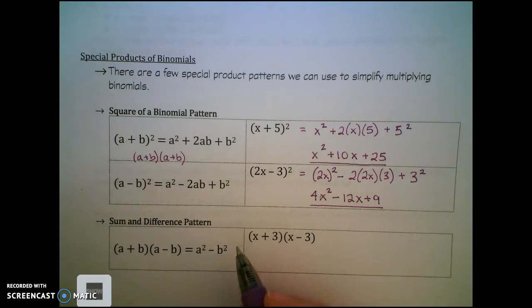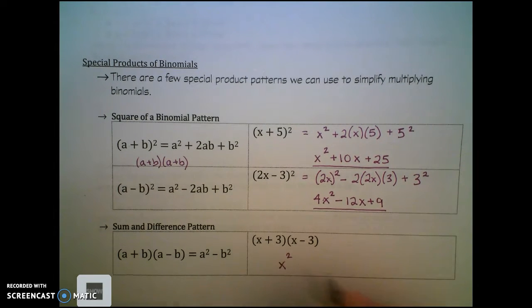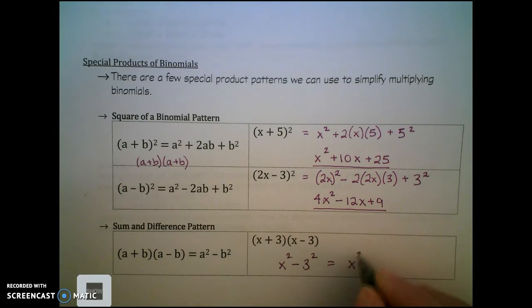Last is the sum and difference pattern. Essentially what happens here is that you'll end up with a times a, so a squared, a times negative b, which is going to be negative ab, and then you'll have a positive ab, so negative ab plus positive ab will cancel out, and then you'll have this minus b squared at the end here. So essentially when you see a term x plus 3 times x minus 3, you can immediately say that's x squared minus 3 squared. And then we simplify, x squared minus 9. And that's my answer.